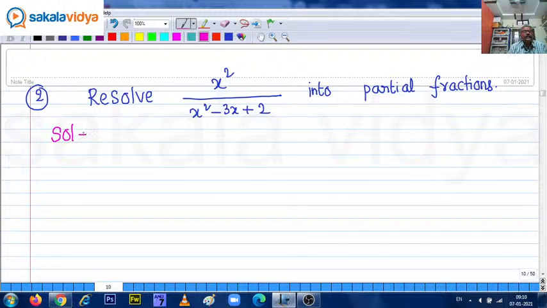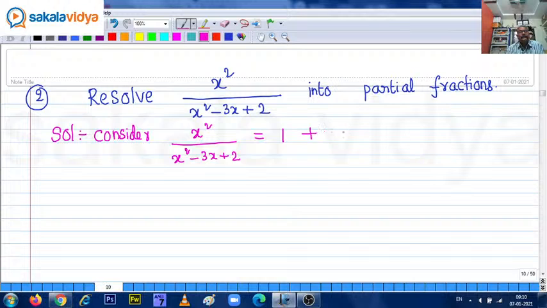Solution. So consider this x square upon x square minus 3x plus 2 equals to, since whenever equal, directly we can write the coefficient of x square is 1, 1 plus something we do not know. So that we need to find out by division. Otherwise directly we can write the partial fractions like this.